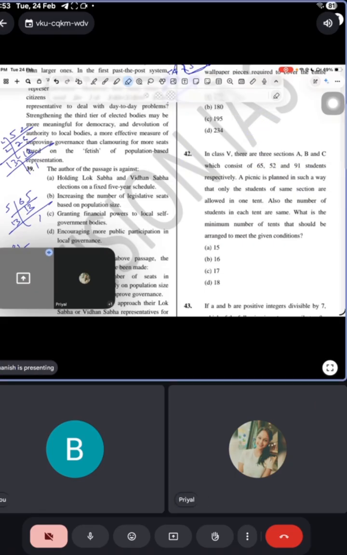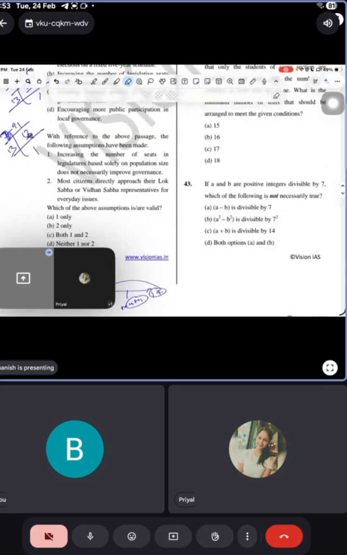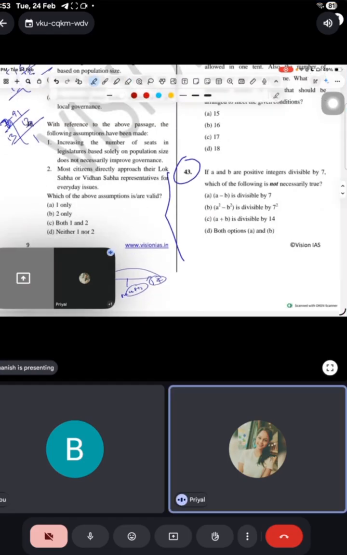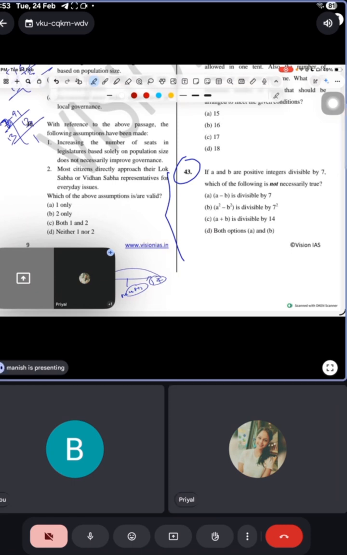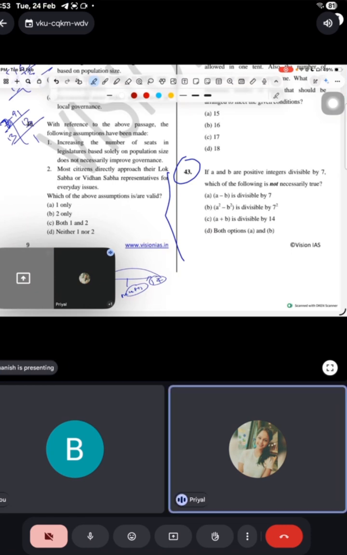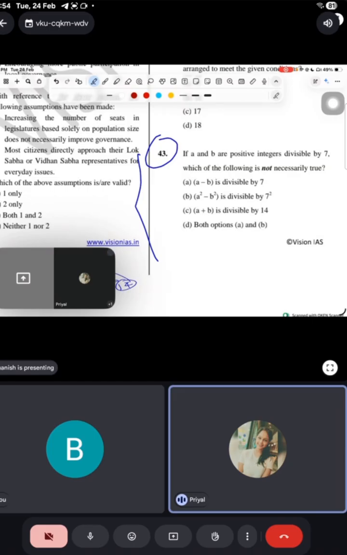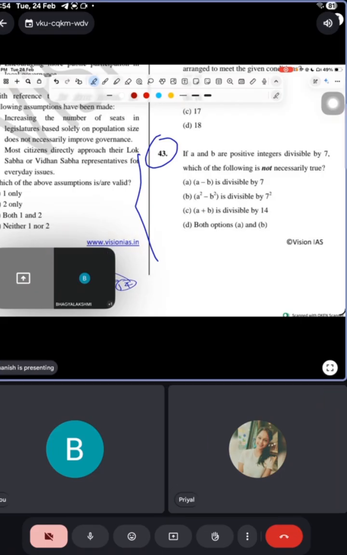Read this question, Priyal. If A and B are positive integers divisible by 7, which of the following is not necessarily true? See, now tell, Bhagya, what is the divisibility demand? The divisibility rule of 7 we will use here. Manish, Bhagya, are you busy somewhere? I'm here only, I'm reading, Manish. So why are you not responding for a long time?